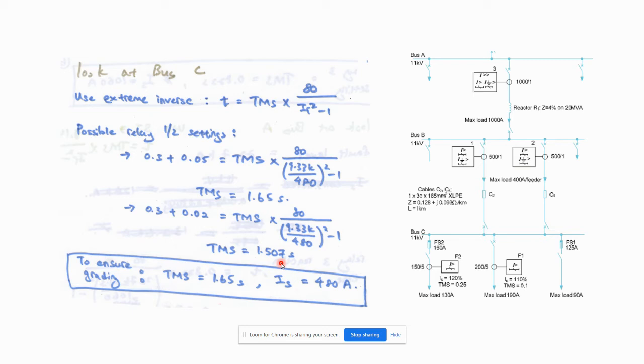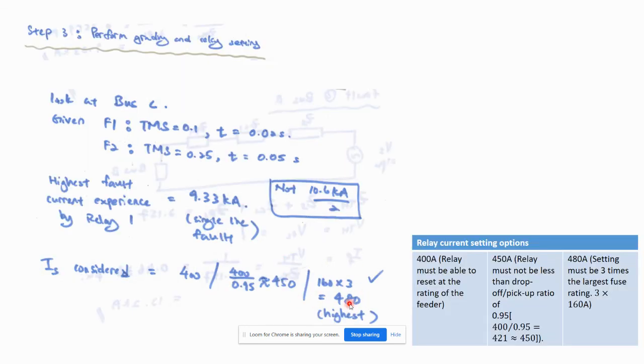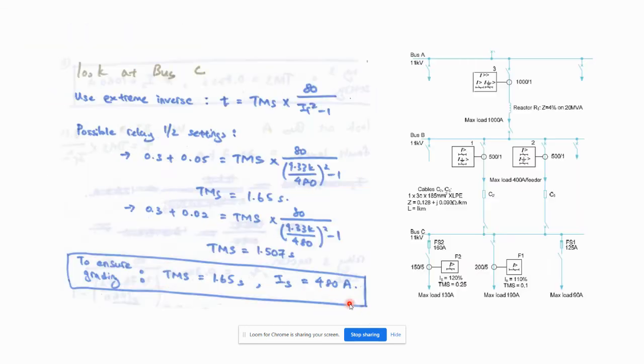Just now, when we selected the IS, we selected the highest possible IS, 480. Now with TMS as well, we also select the highest possible TMS, which is 1.65 seconds. Therefore, to ensure grading, relay 1 and relay 2 should have a TMS setting of 1.65 seconds and an IS of 480. Okay, why is this information so important? These are the final two important pieces of information that the relay needs in order to perform its protection.